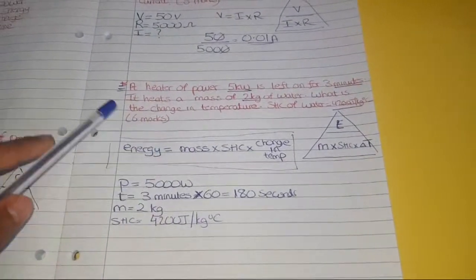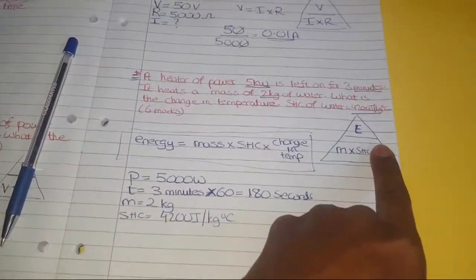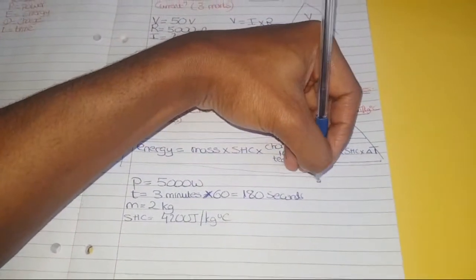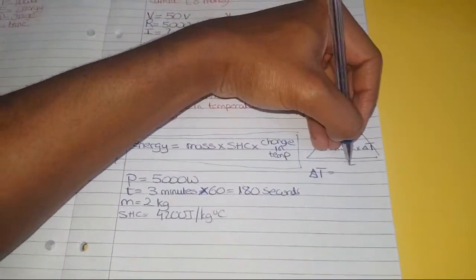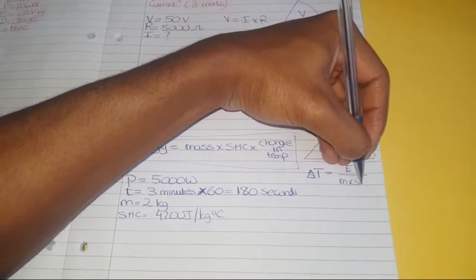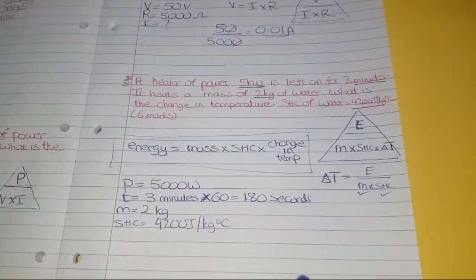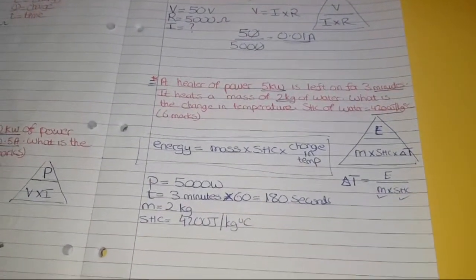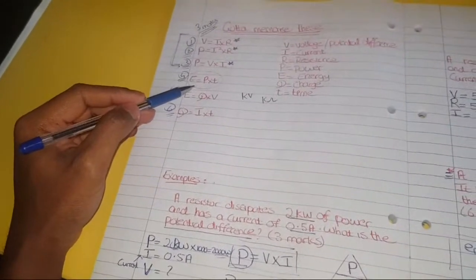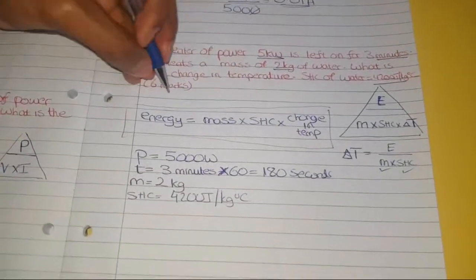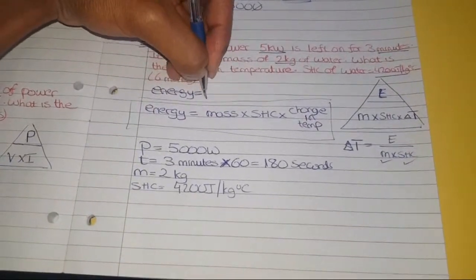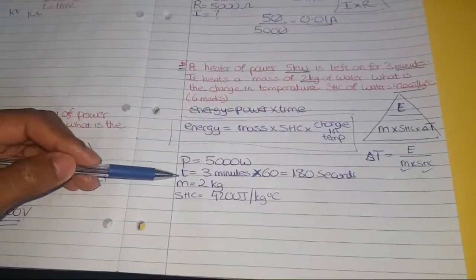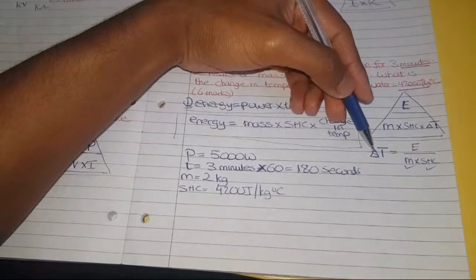Okay, now to look for change in temperature, it'll basically be energy on the top divided by the other two things, right? So your change in temperature will be energy over mass times SHC. We do have mass, we do have SHC. The only issue here is we do not have energy. So it's a double step question. You have to first look for your energy. If you look here, energy is power times time. So we might have to use this formula as well. You guys might have figured out already that you need to do power times time first to find your energy. Then the second step is you can use this formula.